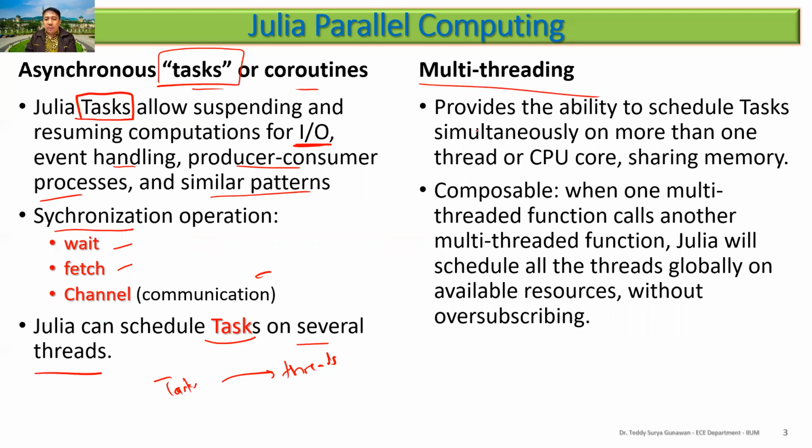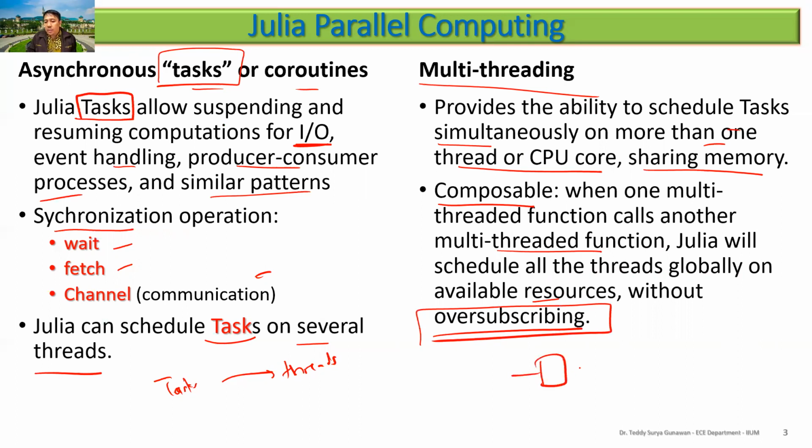Multi-threading, on the other hand, provides the ability to schedule tasks simultaneously on more than one thread or CPU core, and also shared memory. Multi-threading in Julia is composable. So when a multi-threaded function calls another multi-threaded function, Julia will schedule all the threads globally on available resources without over-subscribing. So you have a composition: this one uses another function, this one has multi-threading, this one has multi-threading, and Julia will schedule all the threads globally.